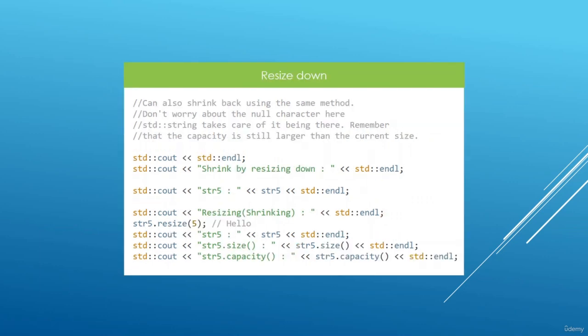We can also resize down, so if our string has a lot of things that we don't need, we can shrink it and make it have exactly the size that we want. And the rest is going to be basically wiped out. Okay, this is how you do it. You can say str5 and say resize, and you pass in whatever size that you want, which happens to be not larger than the current size we have in this string here. And if we print this out, we're going to see that the size is going to update, but the capacity is not going to change.